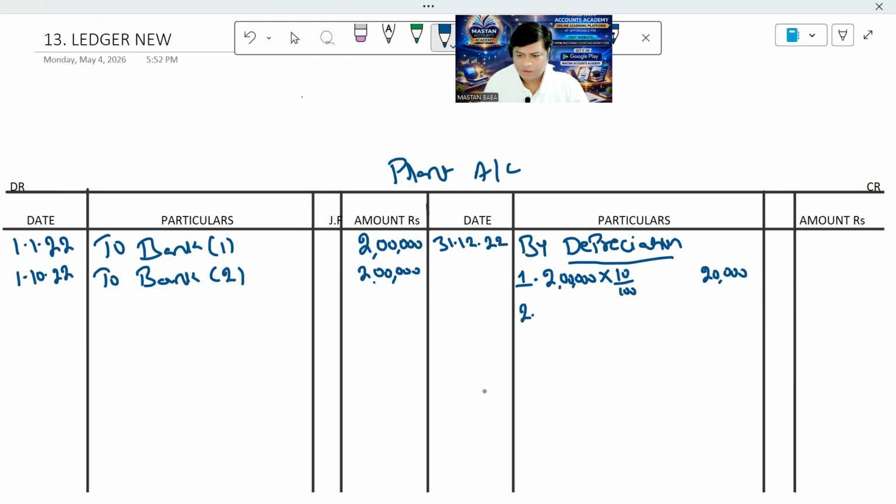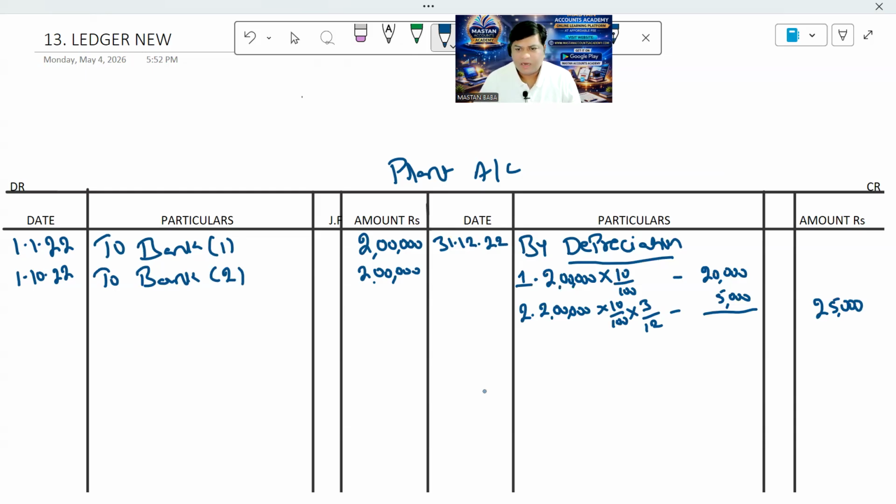Second machinery is utilized for part of the year. So the value is the same, do not confuse. 2 lakhs into 10/100. Now calculate how many months utilized. From October to December: 1st October means October, November, December. So obviously 3 months. So 2 lakhs into 10/100, 20,000. 20,000 into 3/12, that comes to 1/4. 1/4 of 20,000 comes to 5,000. Okay. So 20 plus 5, it comes to 25,000.